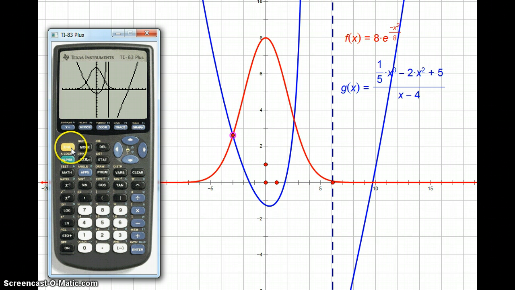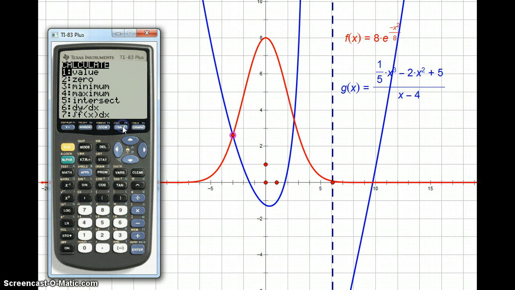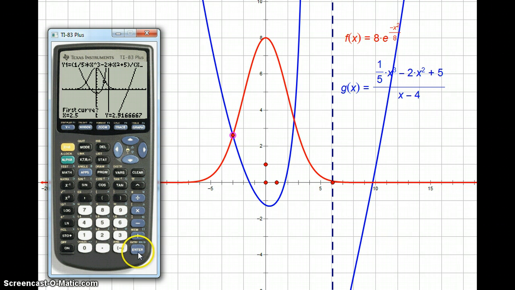So to do that, again, second, calculate, 5 for intersect. Again, it asked me for which curve I want to use. So I can select my two curves. Doesn't matter what order I do this in. So first the rational one, then the exponential one. Get those two things. And then I can guess at that crossing point.